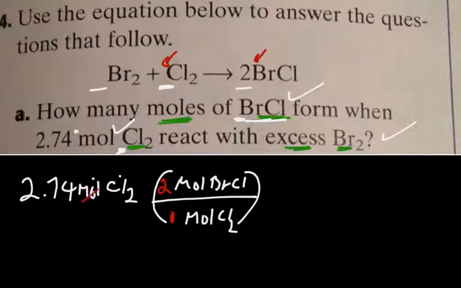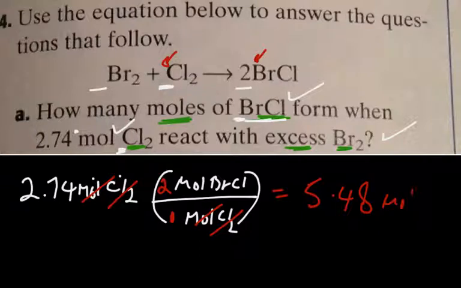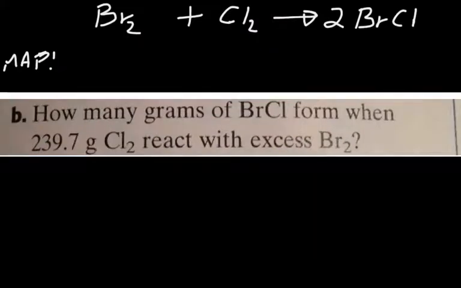The moles Cl2 will cancel, and your answer will be 2 times 2.74, which will be 5.48 moles of BrCl, and you're done. Okay, moving on.